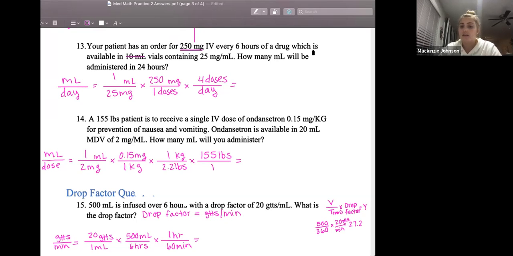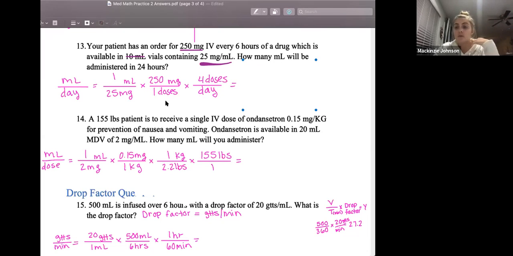And every 6 hours doesn't matter right now, but the 25 milligrams per milliliter matters because that's what we're given. So that's our available, and that's what the provider ordered. So those are the 2 things you'll look for. You'll look for the unit that they're asking for, which is milliliters right now. And then you'll look for the available and what they ordered. So we'll start with our available, which is 1 milliliter over 25 milligrams. Then what the provider ordered, which is 250 milligrams over dose.